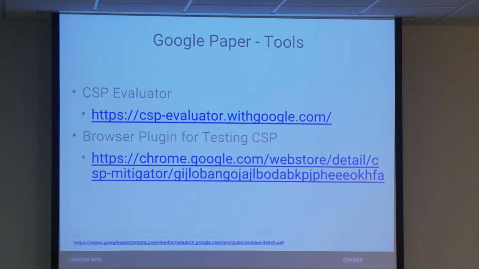One is the CSP evaluator, which will show you any weaknesses inside your CSP policy. So you just paste it in there, and it'll let you know. And the other one's a browser plugin for testing. So you put this into Chrome, and you browse your site, and it'll tell you what sort of violations are occurring on the site.